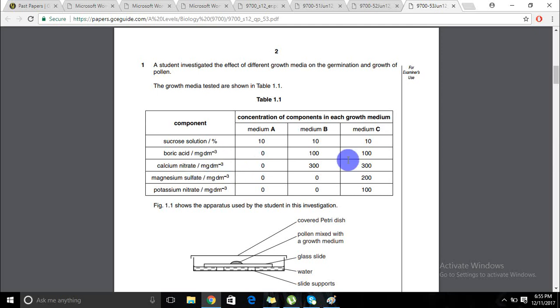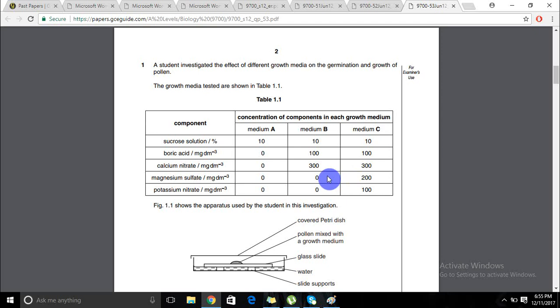And for medium C, again it's 10% sucrose, and the 100 and 300 are the same. And the difference is that when we compare B and C, we see we also have magnesium sulfate and potassium nitrate and the concentrations given, which are absent in B. So again, keep the differences in mind.